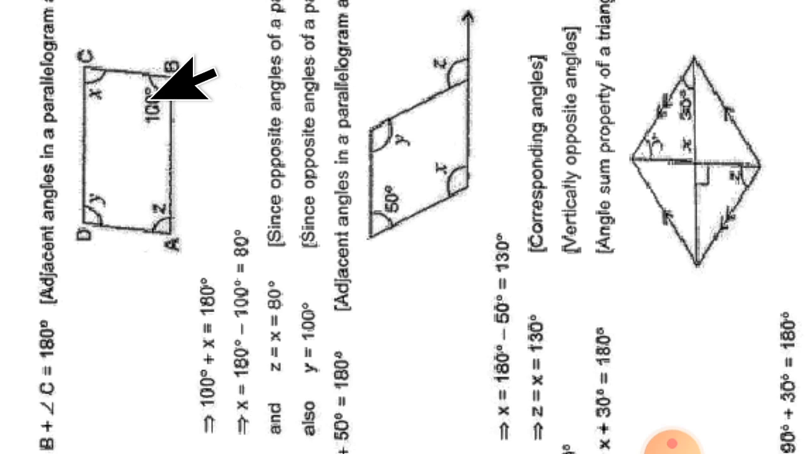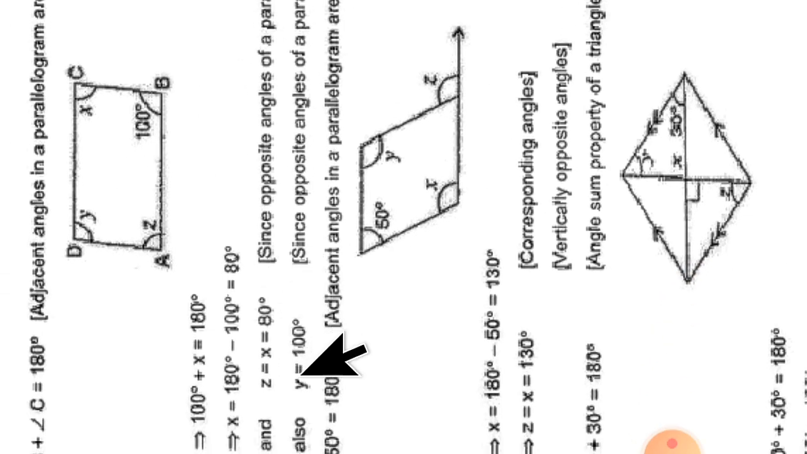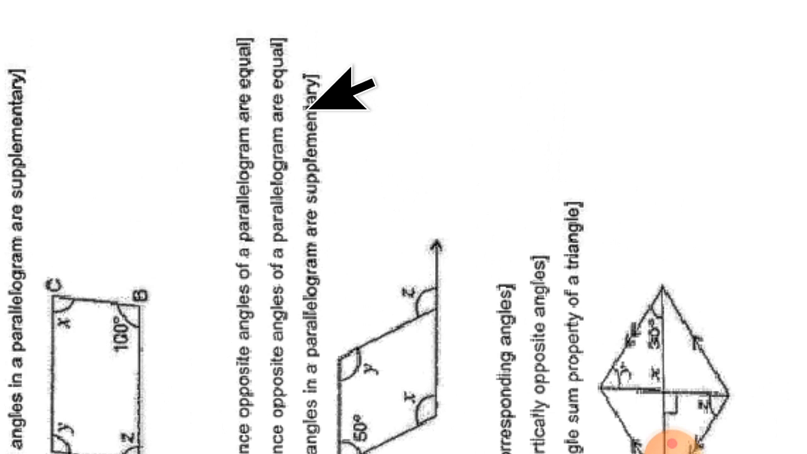So this is 100 degrees, this is 80 degrees. Now this and these are opposite angles. They are equal. So this is 80 degrees, this will also be 80 degrees. This is 100 degrees, this will also be 100 degrees. So Z is equal to X is equal to 80 because opposite angles of a parallelogram are equal, and Y is equal to 100 degrees. Also opposite angles of a parallelogram are equal.